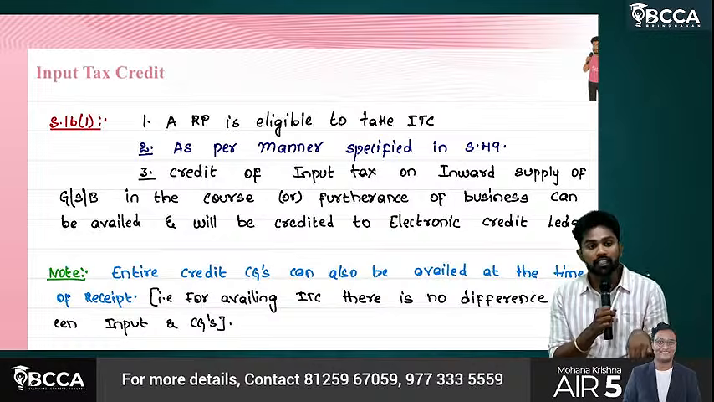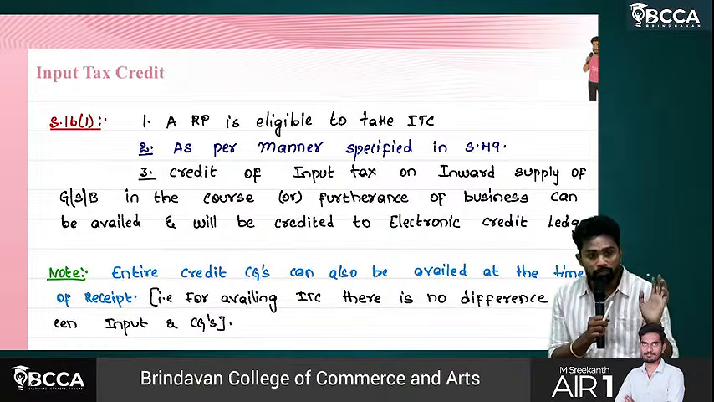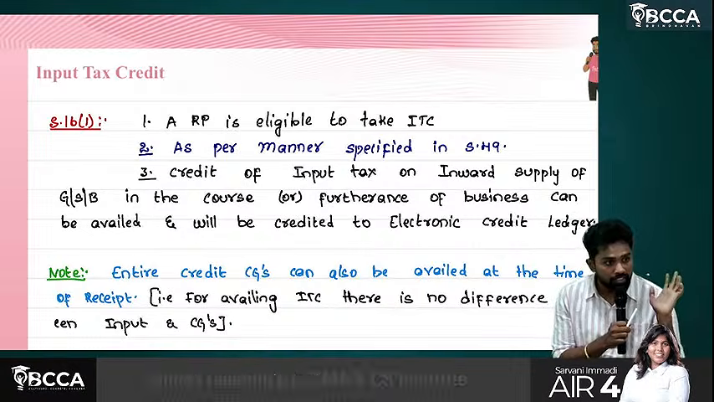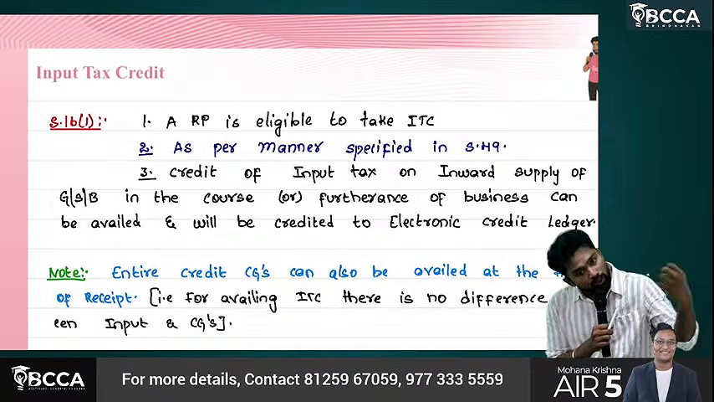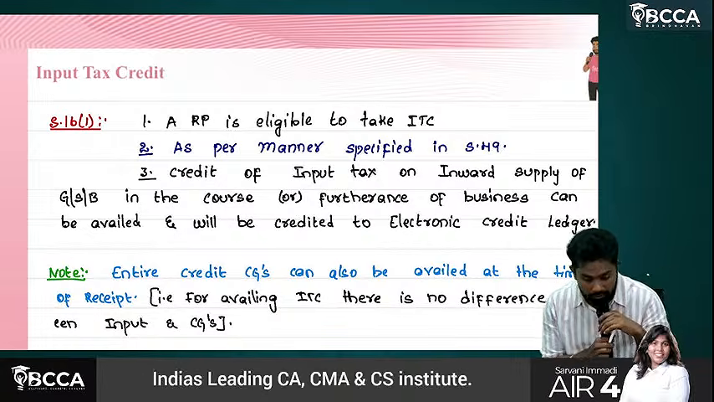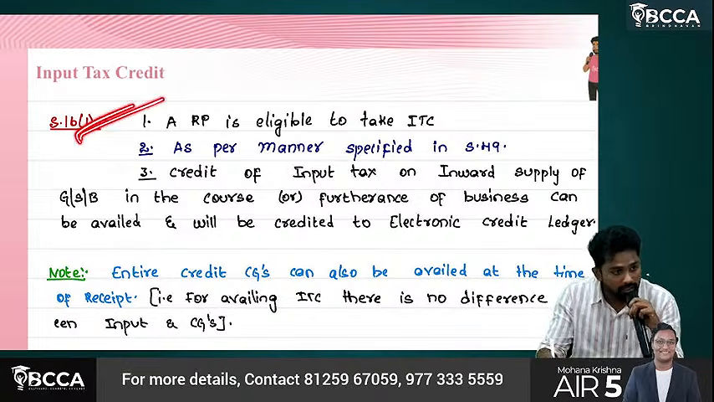But in the pre-GST era, sir, on capital goods, ITC was not availed at once. Only 50% in the first year, balance in the subsequent years. But now there is no such rule. The total ITC can be availed in the month of purchase itself, provided all the other conditions are also satisfied. This is 16 subsection 1.